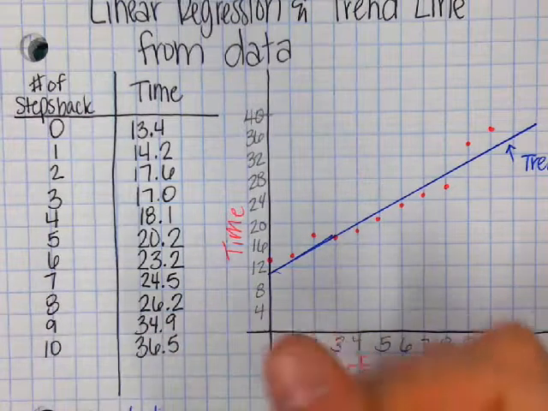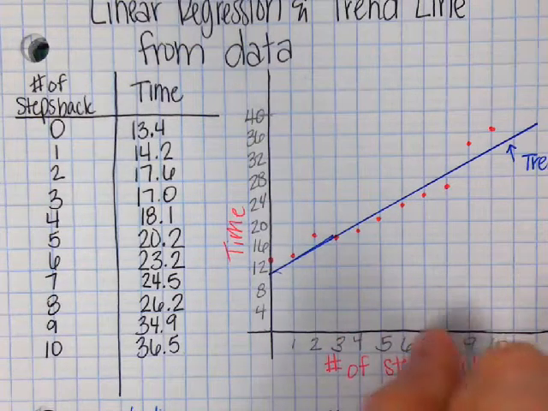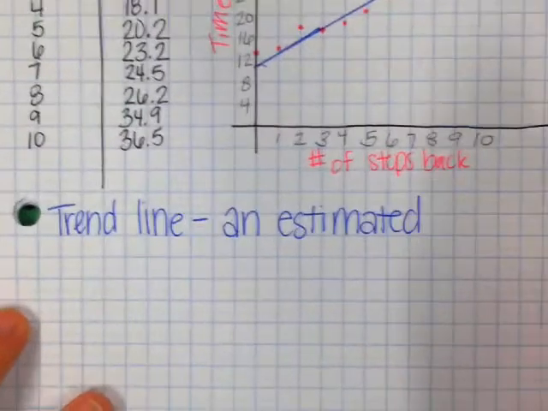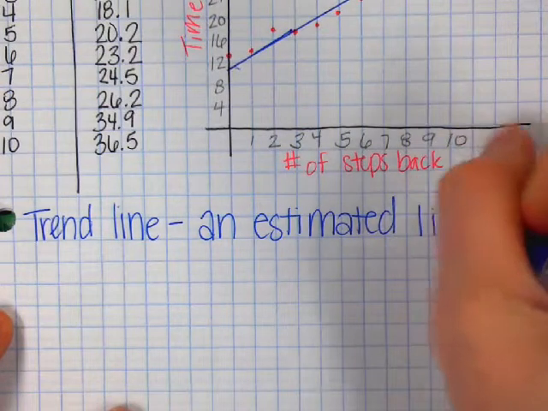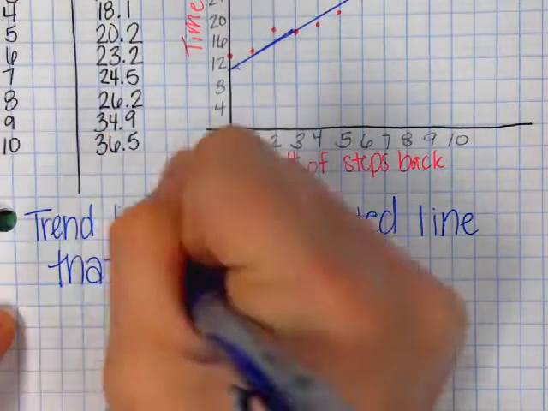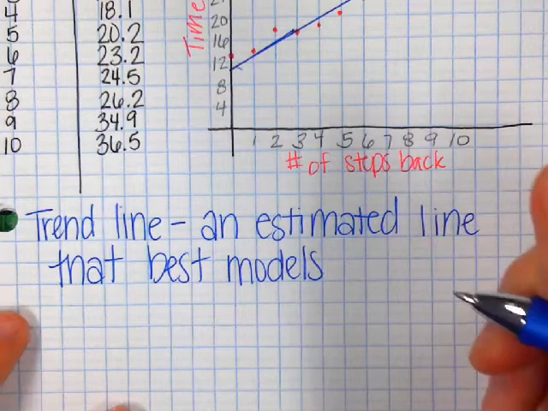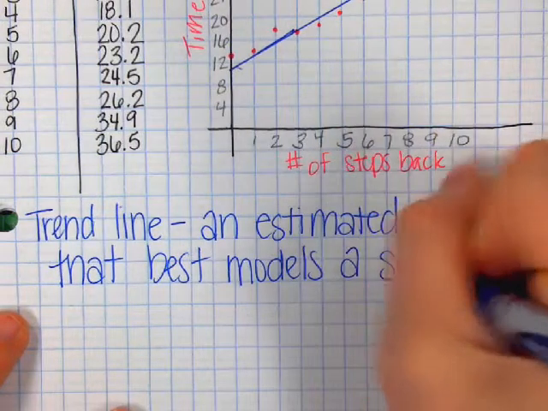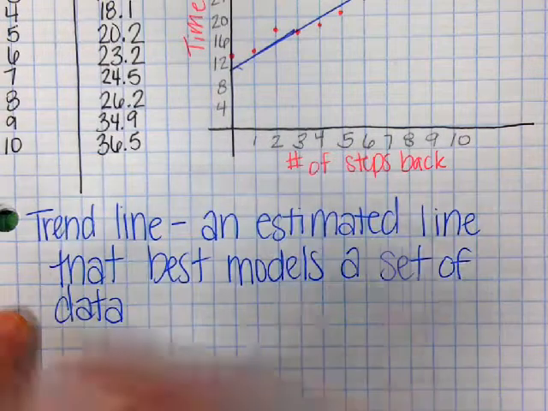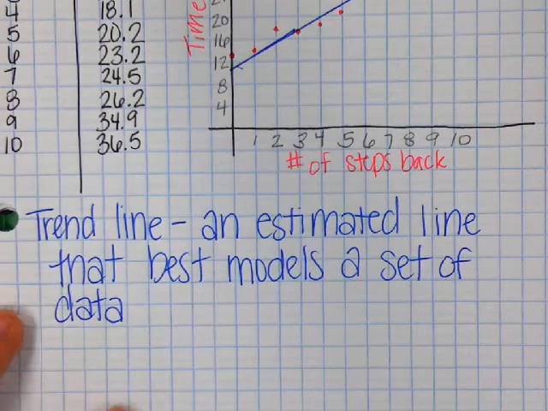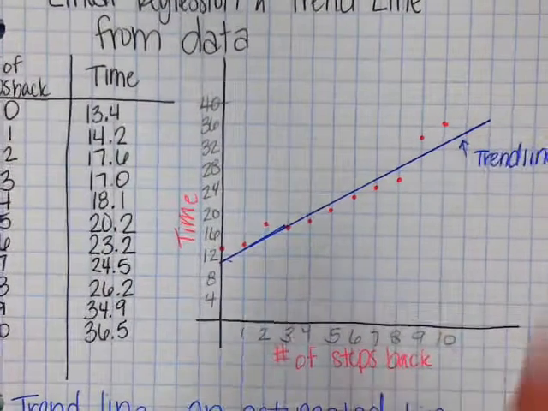The trend line is an estimated line that best models a set of data. Okay, so that is our trend line.